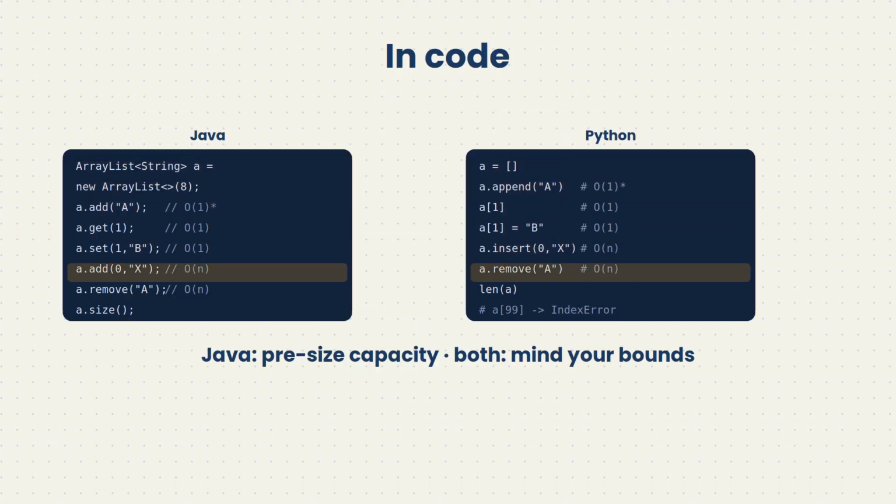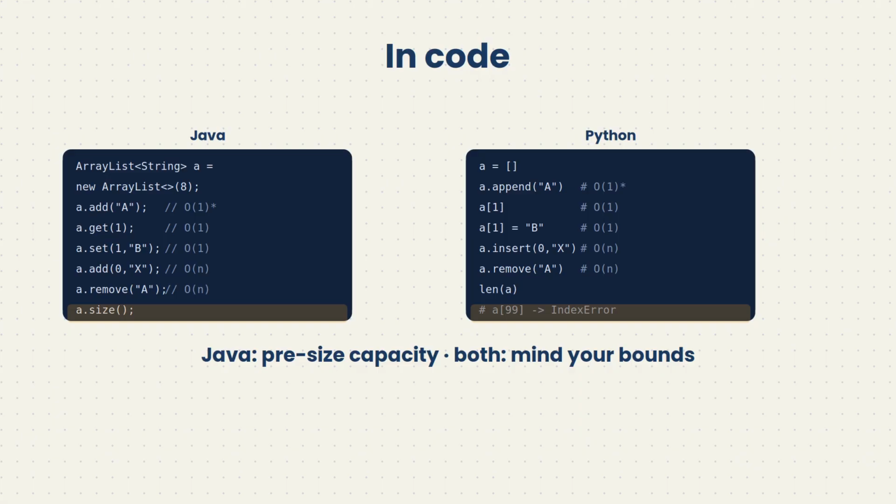Let us see it in code. In Java, we use ArrayList. We add to the end, read with get, update with set, insert at an index, remove, and check the size. In Python, the built-in list does all of this with the same ideas: append, indexing, insert, remove, and len.